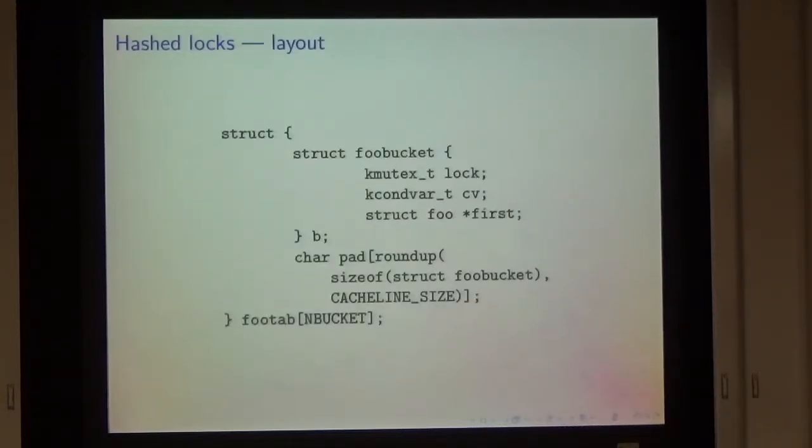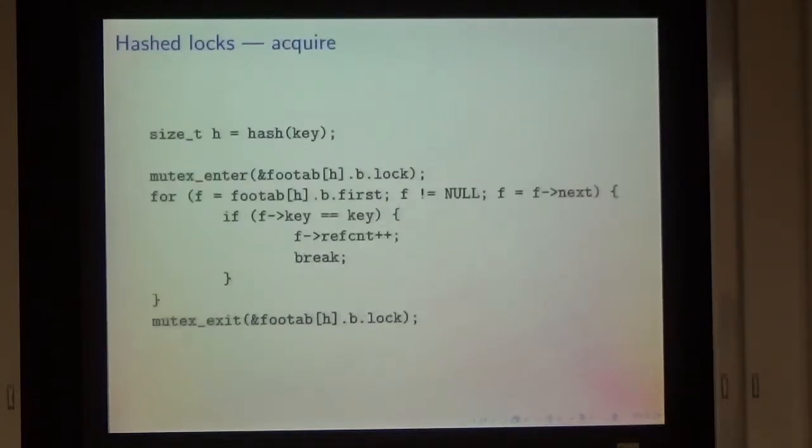So instead of a single linked list of the resources, we create an array of lists. Same data structures here, same lock, same condition variable, except one per different hash value. And then we add a little padding to make sure that we don't use the same cache line for two different buckets, because that's just the same contention right there. Contention is on cache line granularity.